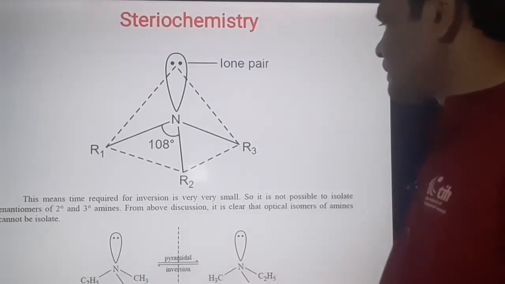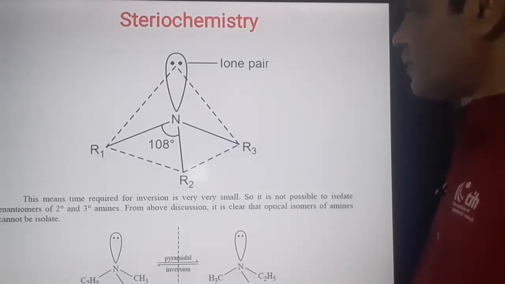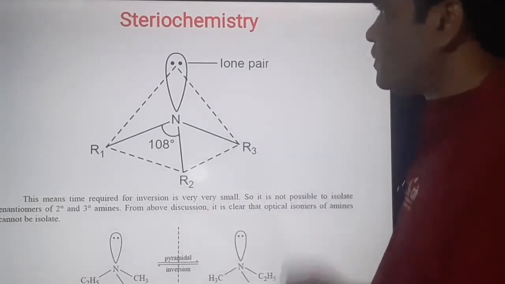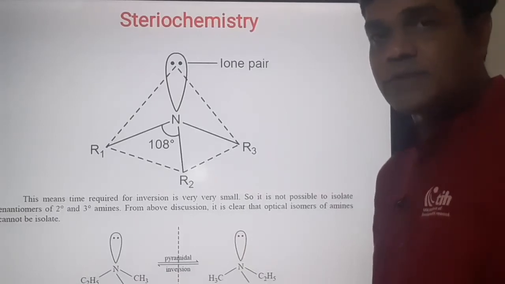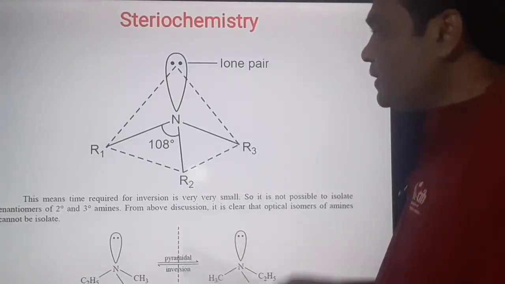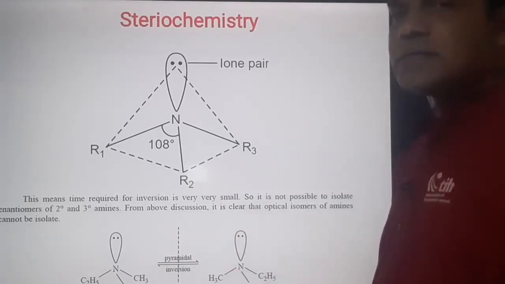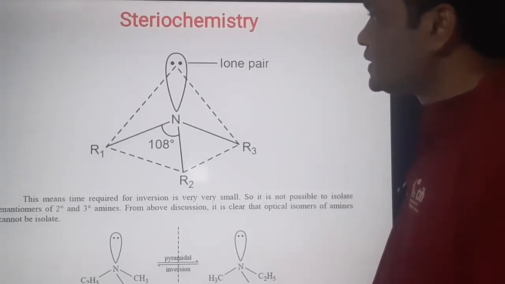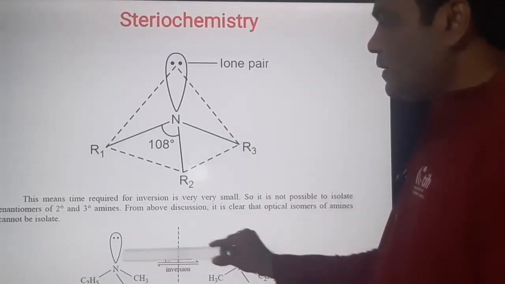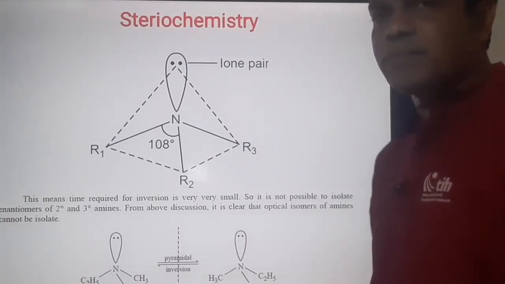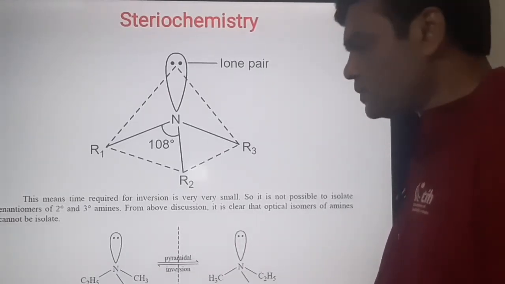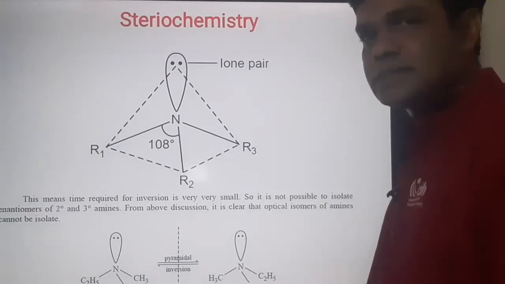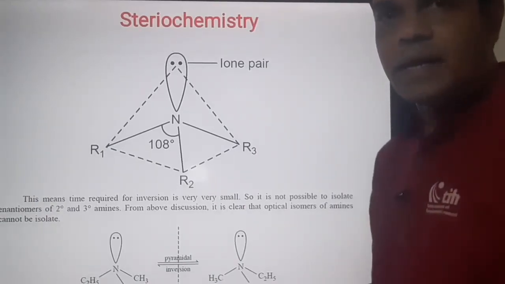Okay. From this, it is clear that optical isomers of amines cannot be isolated. As they are not isolable, the amines, particularly secondary and tertiary amines, are optically inactive. Remember what I discussed in the stereochemistry, that the inversion or flipping of the lone pair from one position to another position is too fast. That's why we cannot isolate the isomers, and hence this is optically inactive. Okay.